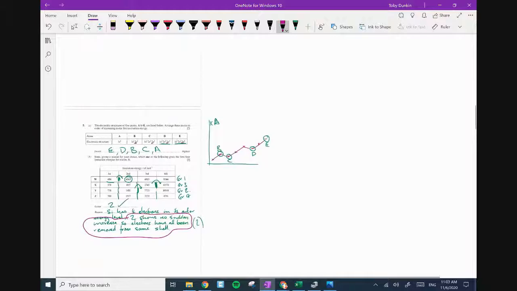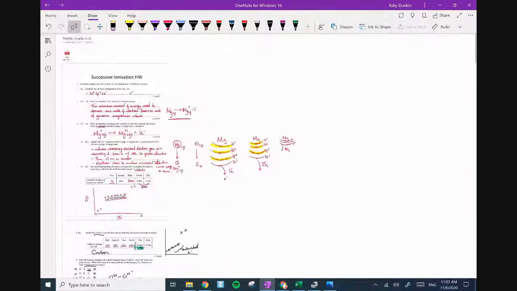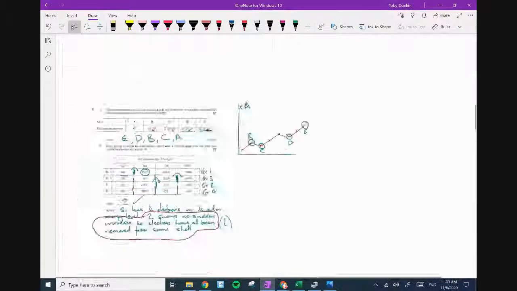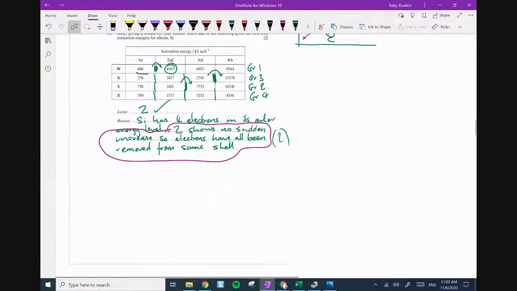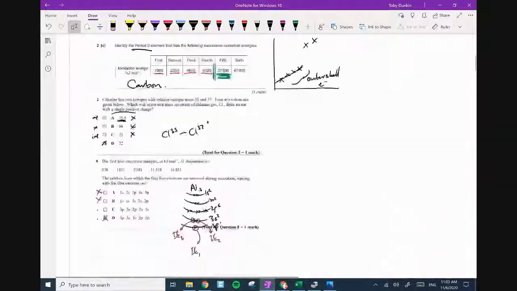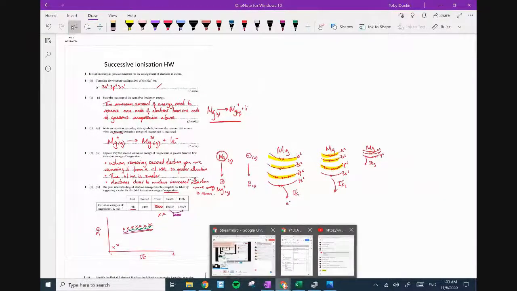Right, guys, this has taken me longer than I thought it was. It's been a really, really interesting homework. These are all exam questions from Edexcel, and it's just showing you what level they're expecting you to be working at.